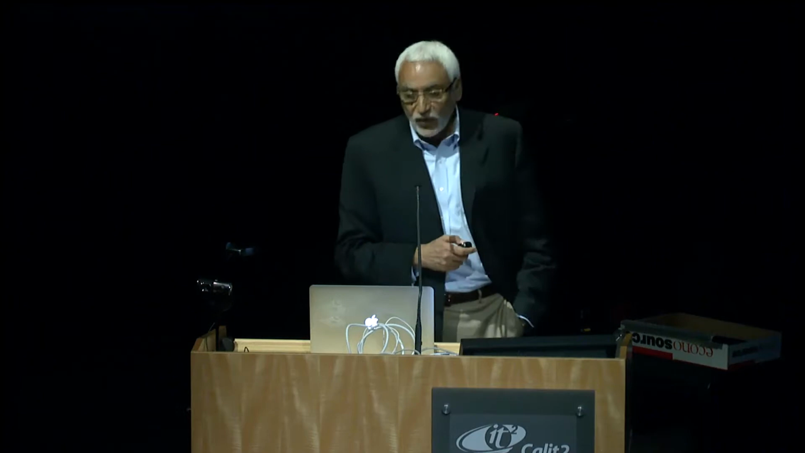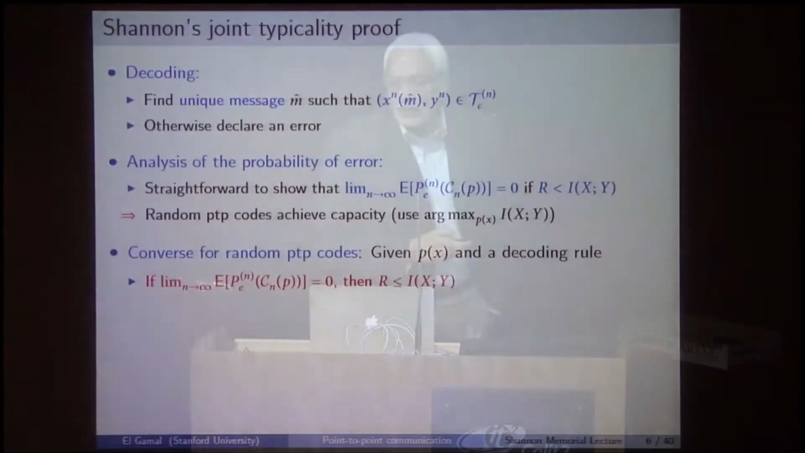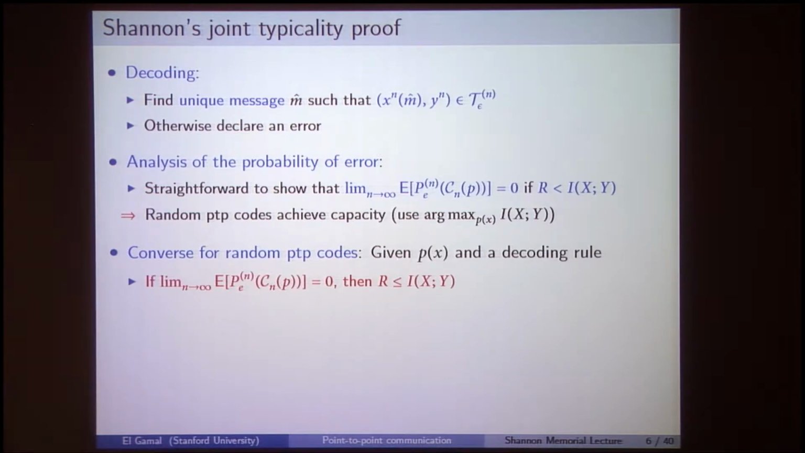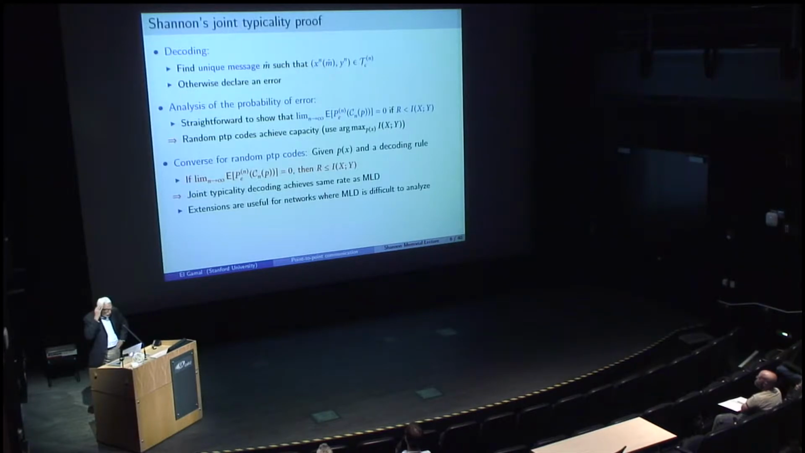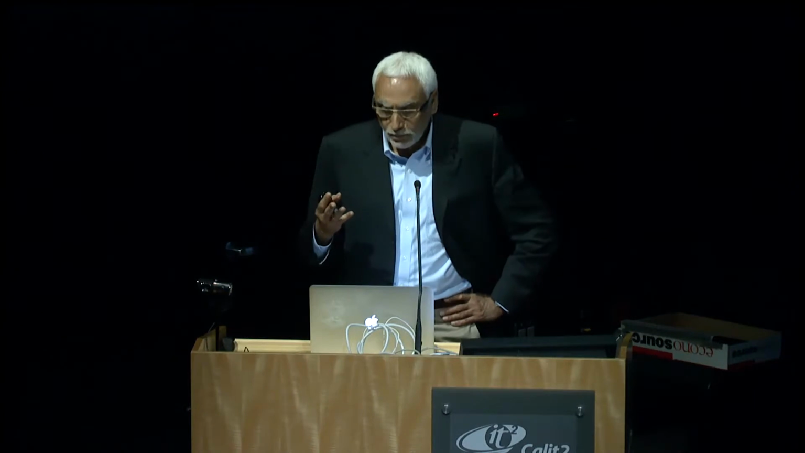A less known fact is the following. You can also prove a converse for random point-to-point codes. So you can make the following statement: given p(x) and a decoding rule, if the limit of the average probability of error over the random codebook goes to 0, then R must be less than or equal to I(X;Y). The proof of this result isn't very difficult. And for point-to-point codes, it shows one interesting thing. It shows that joint typicality decoding achieves the same rate as maximum likelihood. It shows that with maximum likelihood, you cannot do better than with random point-to-point codes. Well, that's not very surprising because we know how to analyze the performance of the maximum likelihood decoder, so we can show it that way as well.